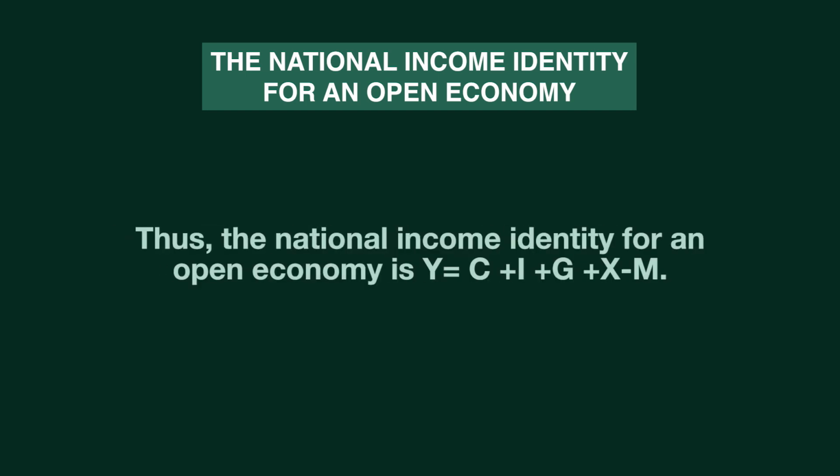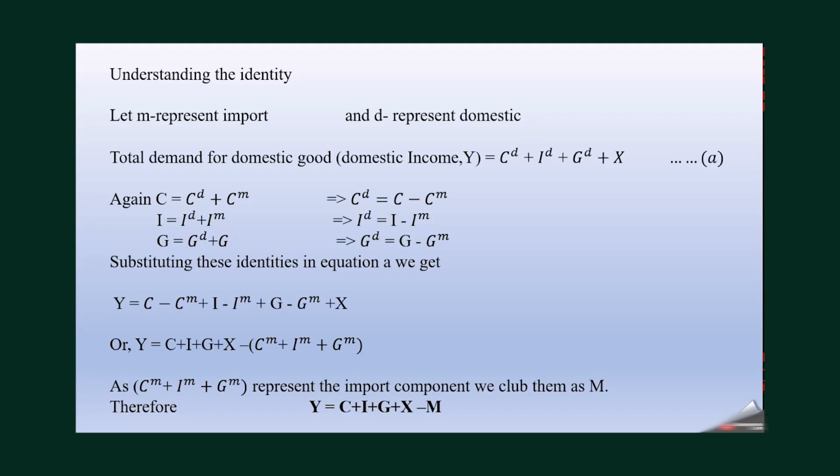So the total income in the country is Y equals C plus I plus G plus X. And import is taking away income from the country, so we are putting a minus M. This is our fundamental identity in the case of an open economy. We will try to understand this equation from this particular identity.